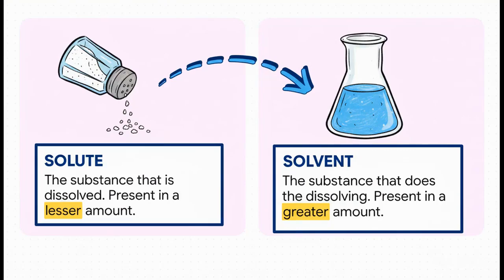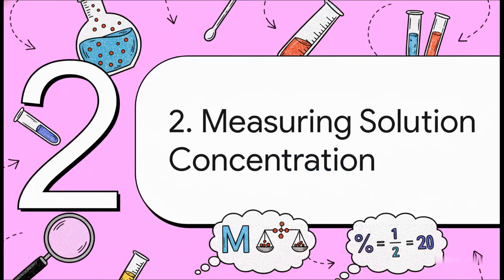Super simple, right? The solute is the stuff you add, and the solvent is the stuff you add it to. So salt and water, salt is the solute, water is the solvent. And for our purposes, we're just talking about one of each. So, how do we talk about how strong or concentrated a solution is? Well, that's where concentration comes in. And there are two key terms you absolutely, positively cannot get mixed up.